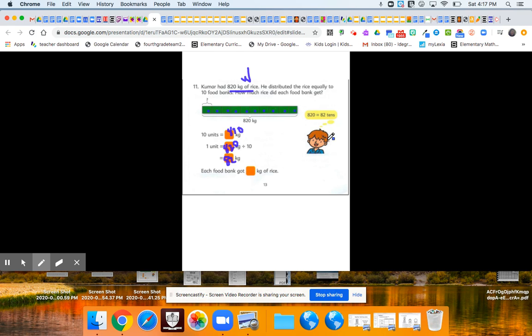Here's a little hint here. We know that 820 equals 82 tens, so that also helps us to think about how to divide by 10. So each food bank gets 82 kilograms of rice. Our answer makes sense because we're looking for a smaller number. We can also double check it. So now we have 82 times 10 food banks, which will give us our whole of 820 kilograms of rice. That's one way to check it.